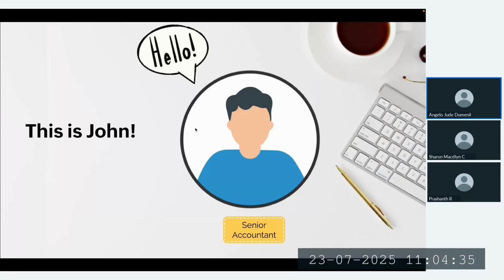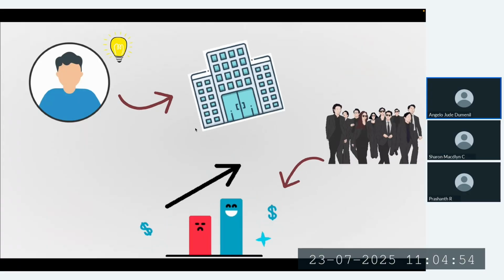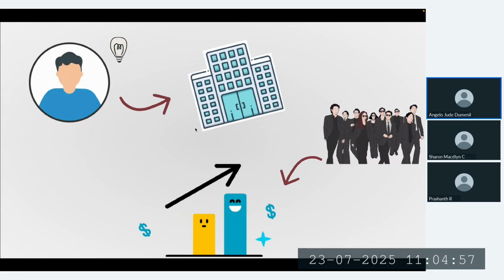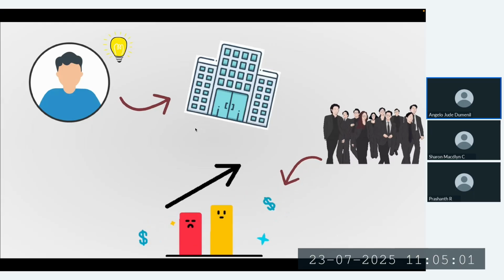Let's start today's webinar with the story of John. John is a senior accountant in a reputed organization. John was always ambitious and wanted to move forward. So John had an idea one day of starting his own organization and providing his own services to his customers. So John, with a lot of struggle, started his own organization with the help of few of his friends and peers. John was successful and was able to make a good turnover and profit.